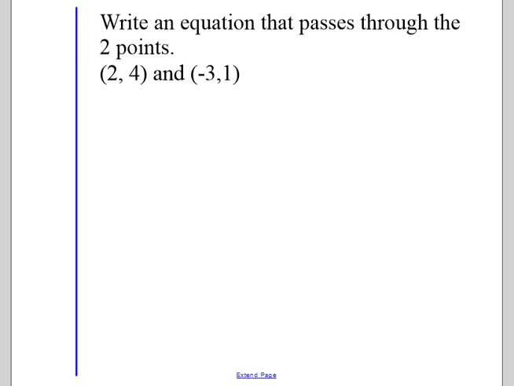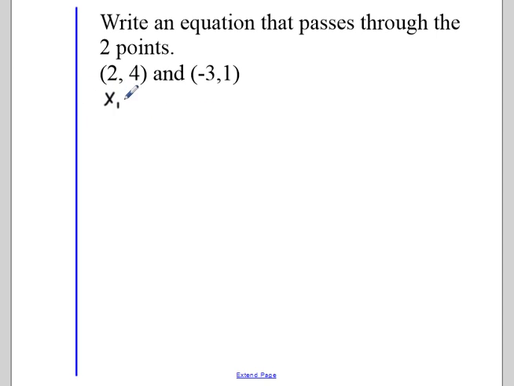Write an equation that passes through 2 points. So you see here, I'm not given a slope. I'm not given a y-intercept. We're going to have to create a slope in order to actually finish this problem. That's why it was important to review the slope formula and how to create slope from 2 points. So first is to actually do that. Let's create a slope from these 2 points.